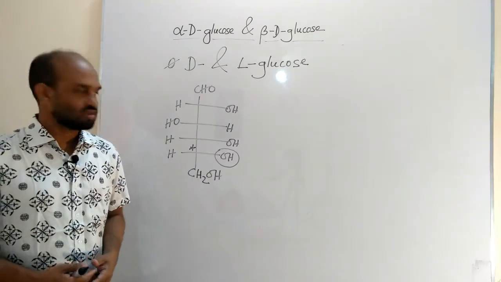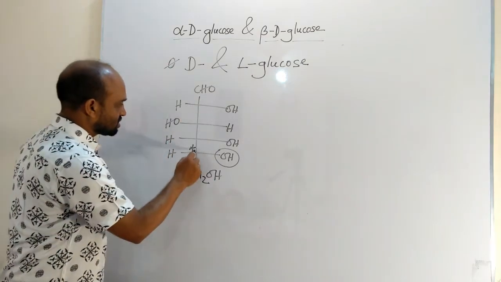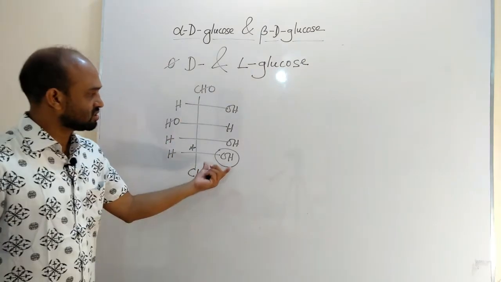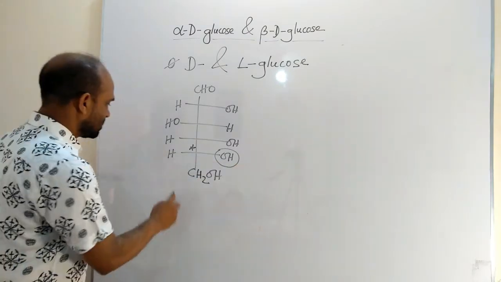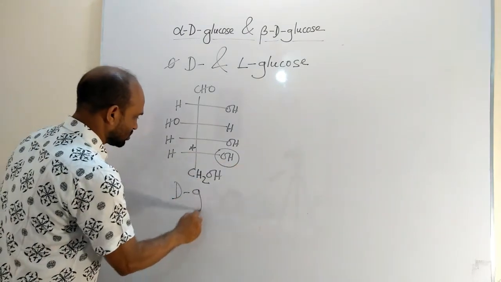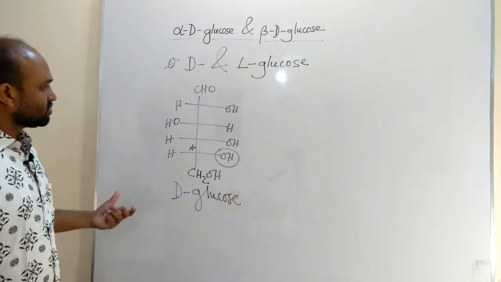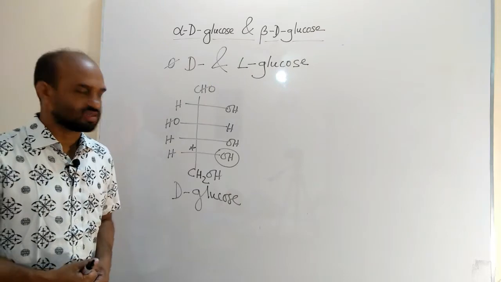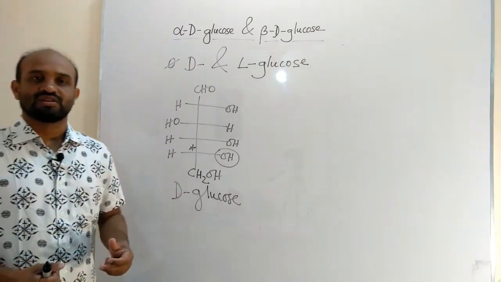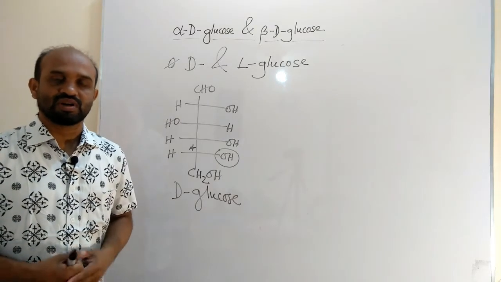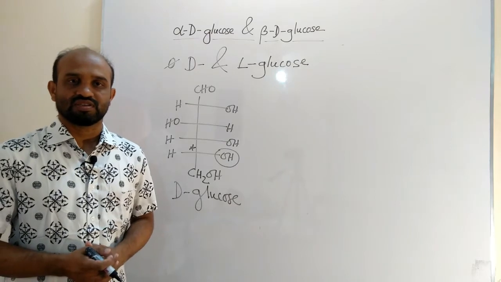Dear students, this is D-glucose. The distant chiral center contains the hydroxyl group on the right side. That's why it is termed D-glucose. From these 16 stereoisomers, the structure of D-glucose is proposed by the German chemist Emil Fischer. Let's write the scientist's name.